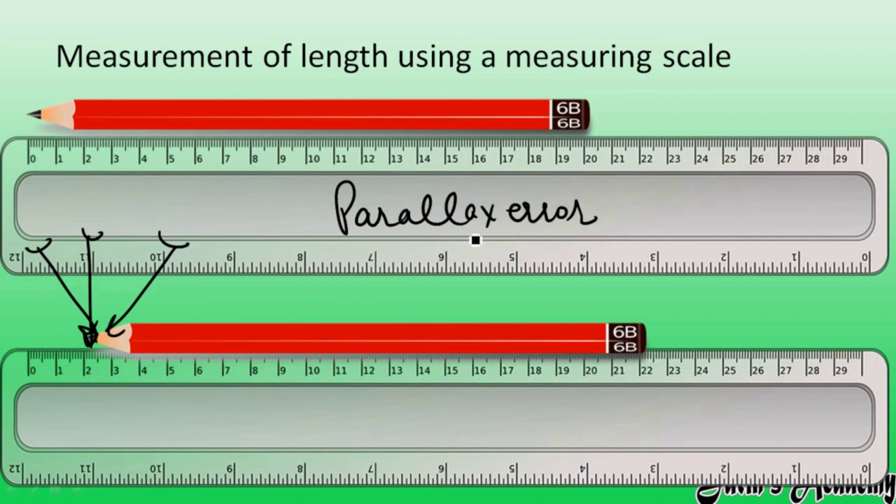So what do you mean by parallax error? Now you have learned that the error that occurs due to incorrect positioning of the eye is nothing but parallax error.